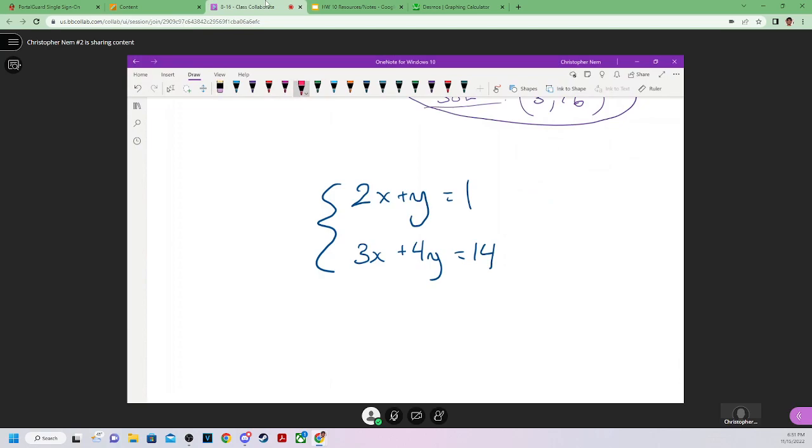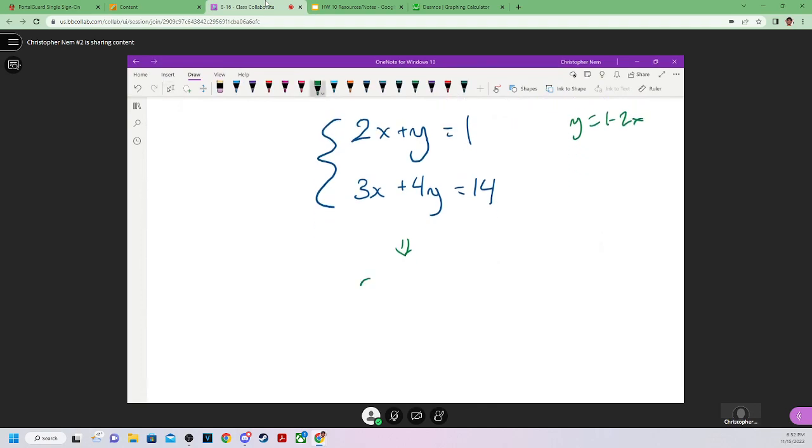If you guys solve for x, you're going to get something like x equals, I don't know, 1/2 minus 1/2 y. That's too much of a problem for me to deal with. I don't want to deal with fractions right now. So instead of solving for x, what I'm going to do is I'm going to solve for y. If I solve for y, let's see, I subtract 2x from both sides. I have y equals 1 minus 2x.